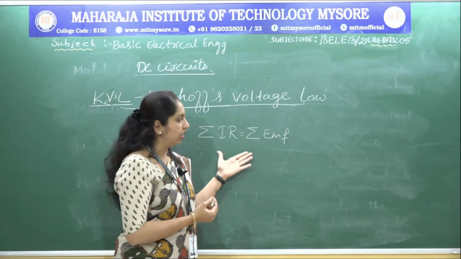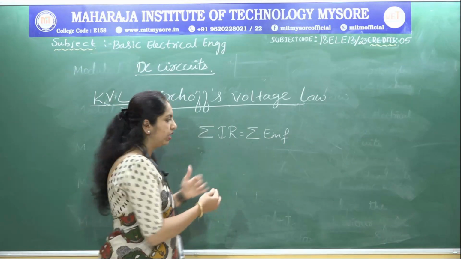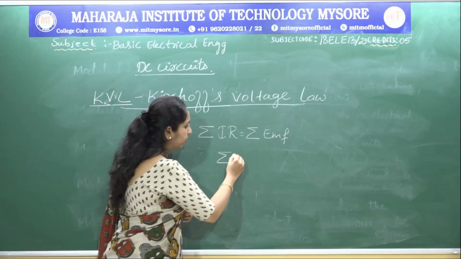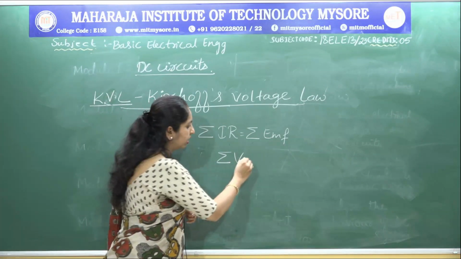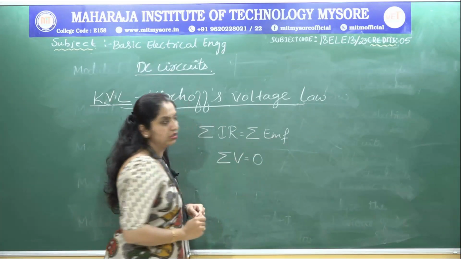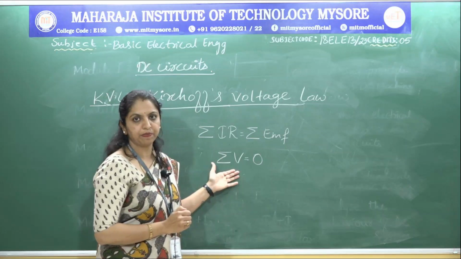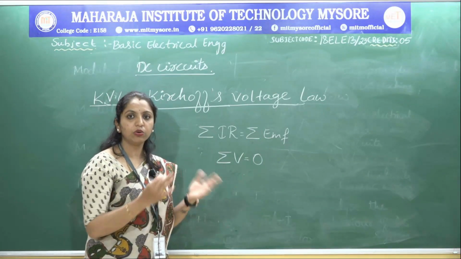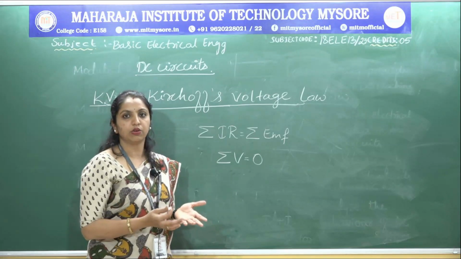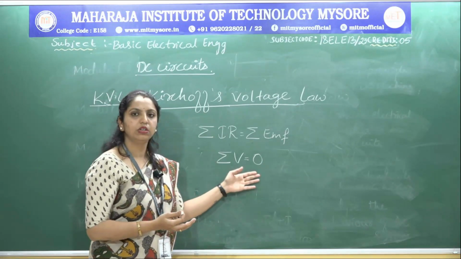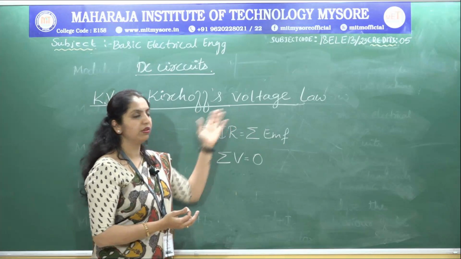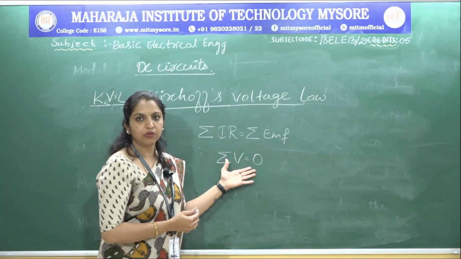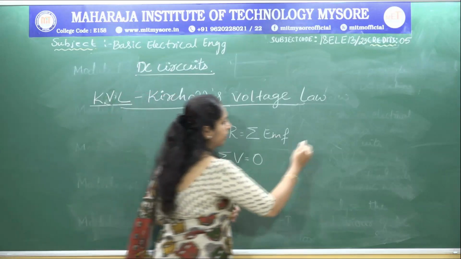In another form, we can also state that the algebraic sum of the branch voltages in a closed loop is equal to 0. Both are right. The algebraic sum of the branch voltages in a closed loop, or in a closed circuit, or in a complete circuit, is equal to 0. This is the statement of Kirchhoff's voltage law. I will be explaining this along with the circuit.